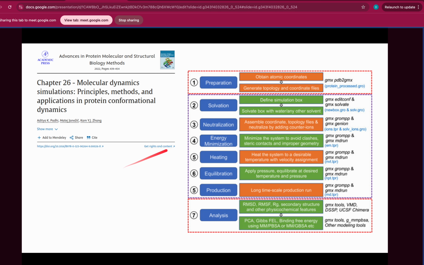And this is another paper in which it is mentioned stepwise how MD simulations are performed and how the results are analyzed. If you are interested, then you can study this paper, because it was quite easy and different commands are also mentioned.